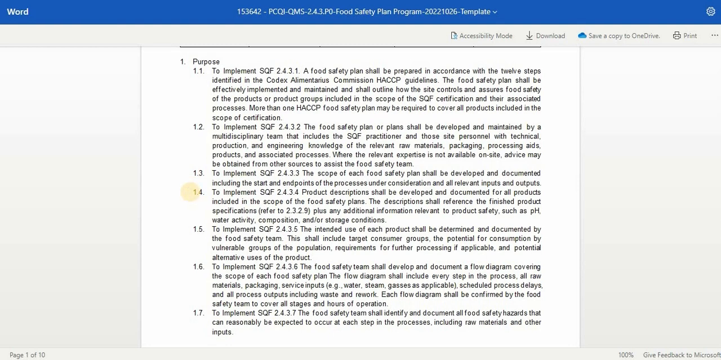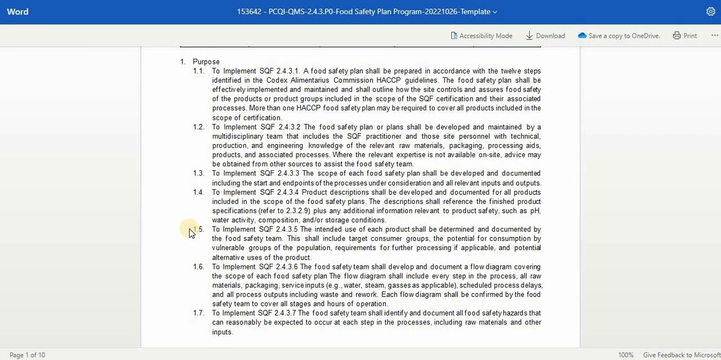Fourth, to implement SQF 2.4.3.4, product descriptions shall be developed and documented for all products included in the scope of the food safety plans. The descriptions shall reference the finished product specifications, plus any additional information relevant to product safety such as pH, water activity, composition, and/or storage conditions.